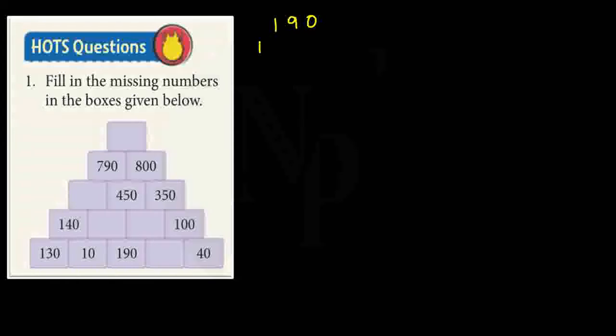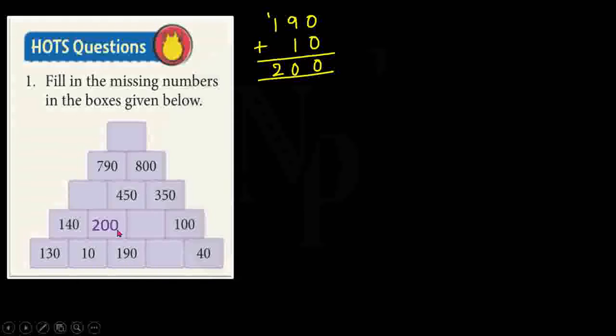190 plus 10. 0 plus 0 is 0. 9 plus 1 is 10. 1 is carried forward. 1 plus 1 is 2. You will get 200. Therefore, you should write 200 in this box. So once this box is filled, adding these two numbers, we will get a number which will be filled in this box. So add 140 and 200.